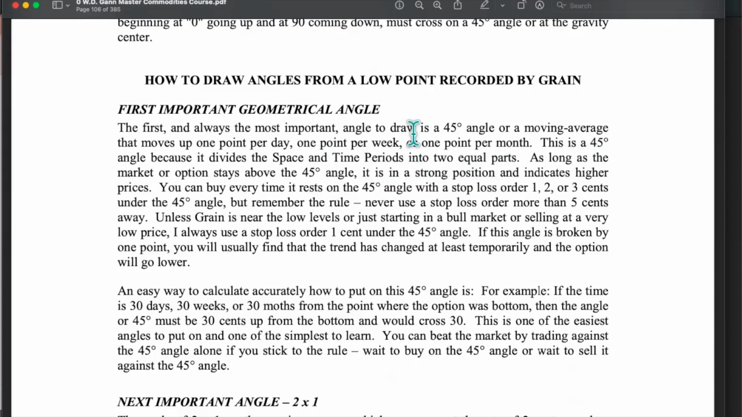Now, this becomes the most fundamental concept. Time and price are to be divided in terms of units together, and then and only then we'll be able to get a 45-degree angle. As long as the market or option stays above the 45-degree angle, it is a strong position and indicates higher prices. You can buy every time it rests on the 45-degree angle with a stop loss order of 1 to 3 cents under the 45-degree angle. But remember, never use a stop loss order of more than 5 cents away. So this becomes a critical point. So understand this important point that is there.